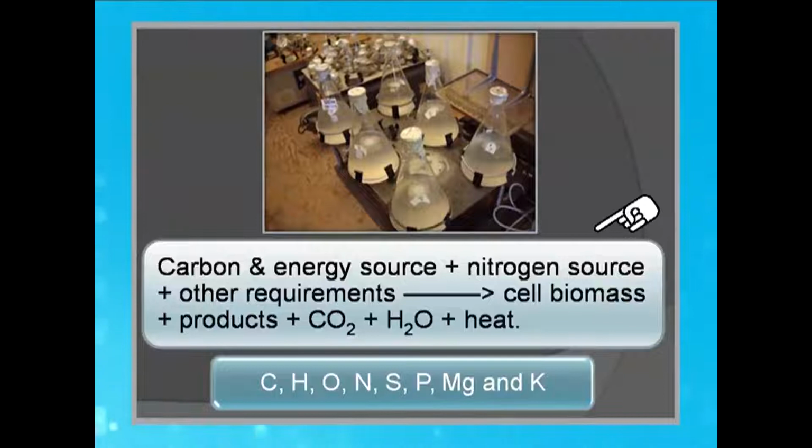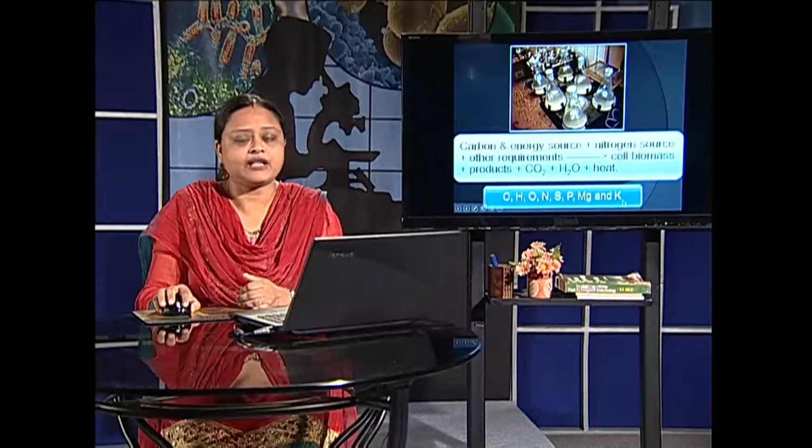So this is a typical equation which is followed in most places where the organisms are growing to give us a product. And the essential requirements are of elements carbon, hydrogen, oxygen, nitrogen, sulfur, phosphorus, magnesium and potassium. Other than these, as has already been mentioned, trace elements are also required.